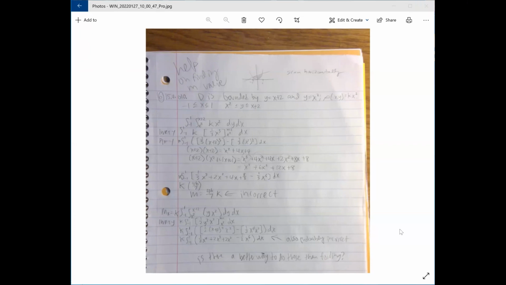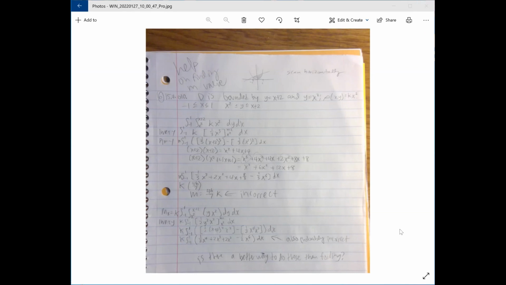Right. And so you got the mass as 46/7 k, and they told you it wasn't right. So let's go hunting for it. 1/3 x cubed looks good. If you do 1/3 x cubed, you get not what you wrote down. Oh my gosh. So the x cubed plus 6x squared plus 12x plus 8 is not correct.